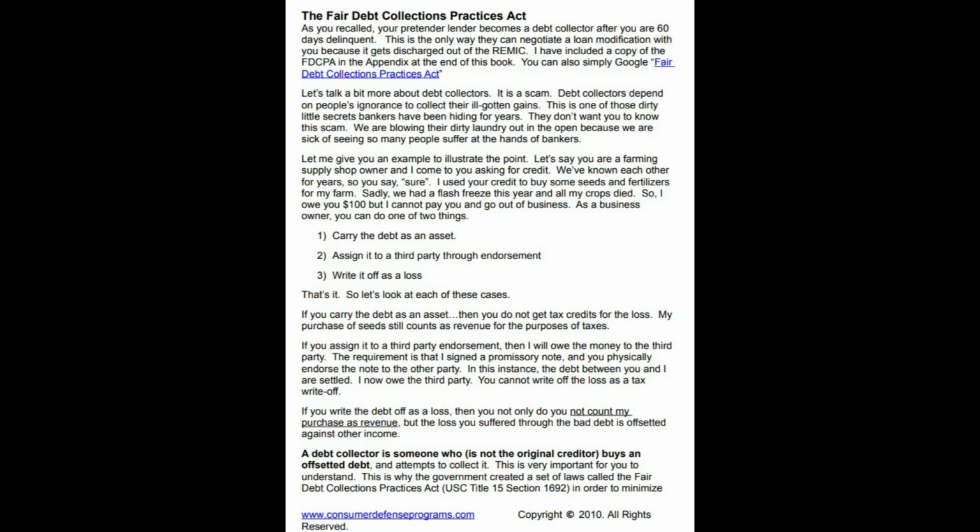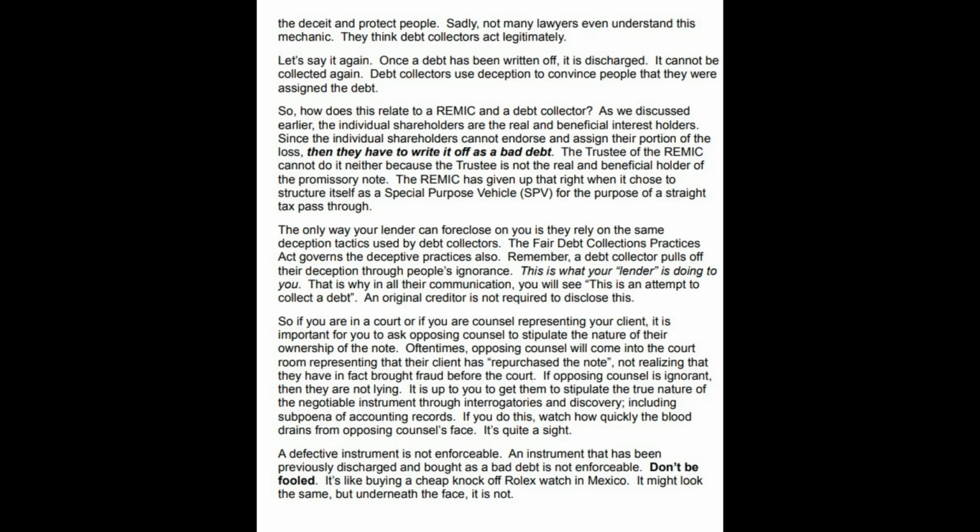I mean, they legitimately believe that they can collect on it. But legally, no. Legally, they're not able to. But they do it because everybody's ignorant of the facts here. So let's say once a debt has been written off, it is discharged. It cannot be collected again. Debt collectors use deception to convince people that they were assigned a debt.